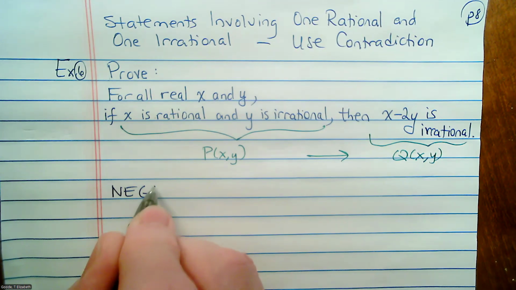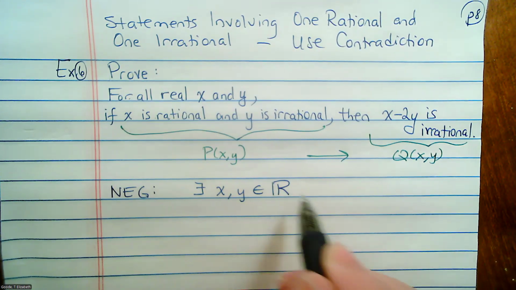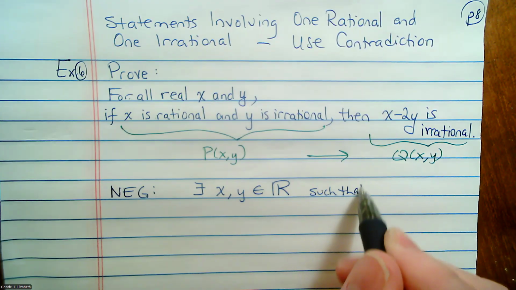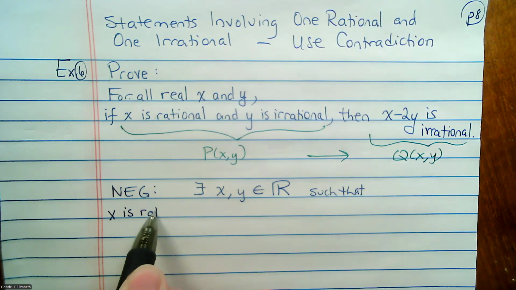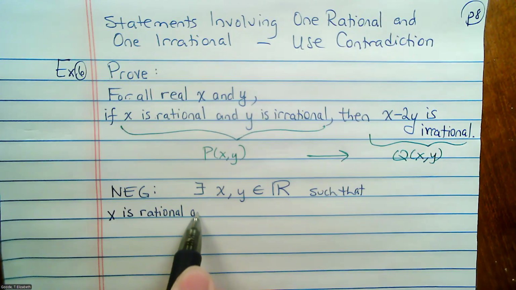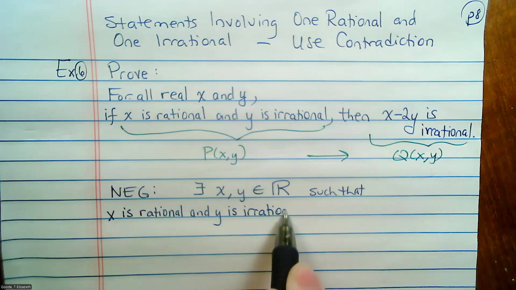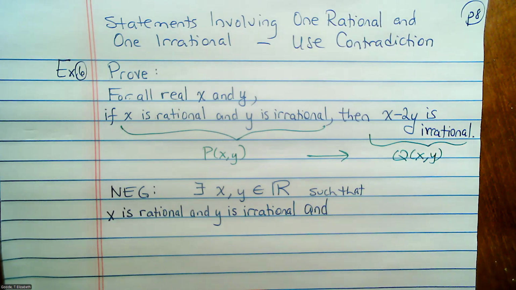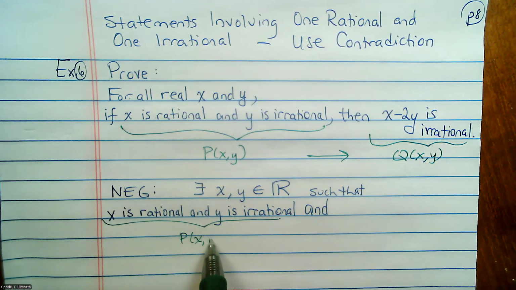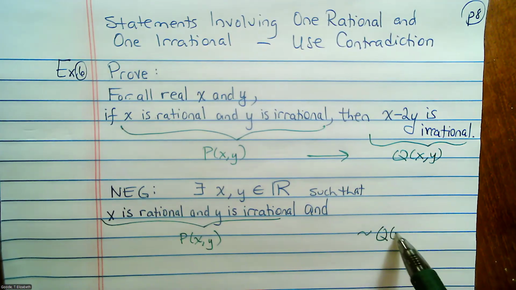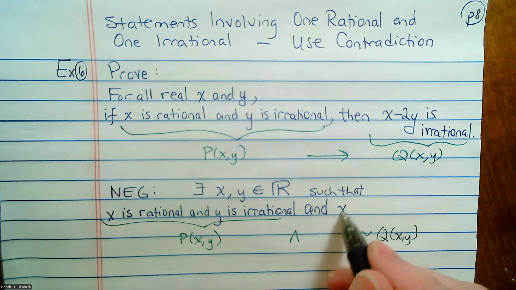So if we write the negation, it says there exist real x and y such that p of x, which is that x is rational, and y is irrational. Good, that's our p of x. We keep p of x just like it is. And, of course, because the negation of an if-then is an and statement, it's going to be not q of xy. Then x minus 2y is rational. Yeah, it's not a then, it's an and.